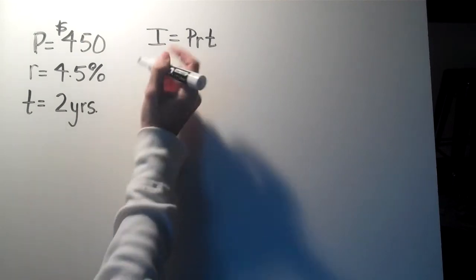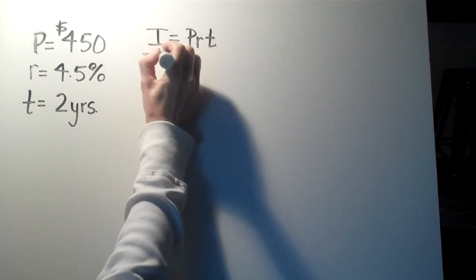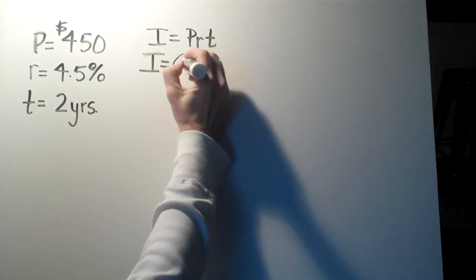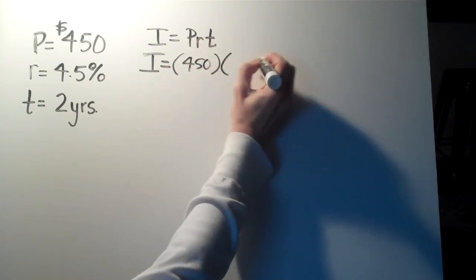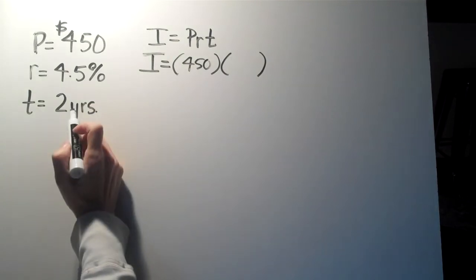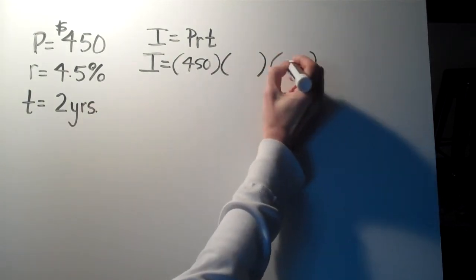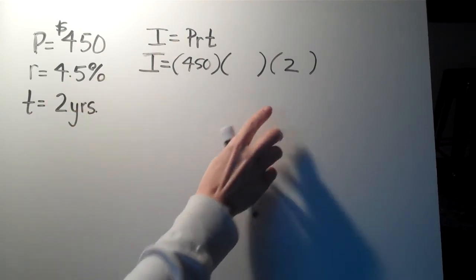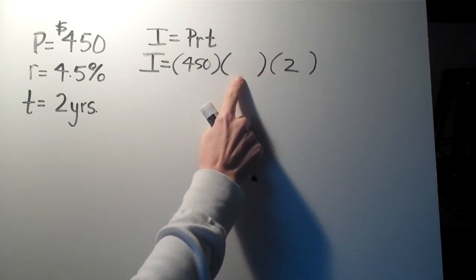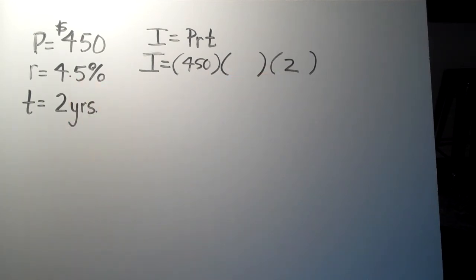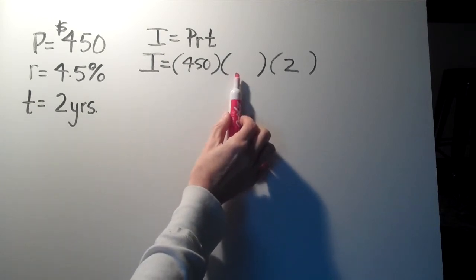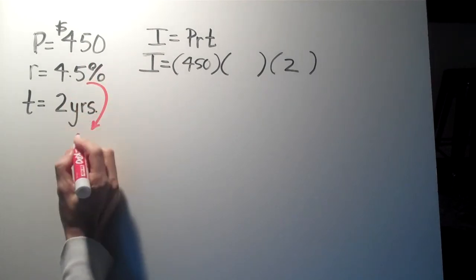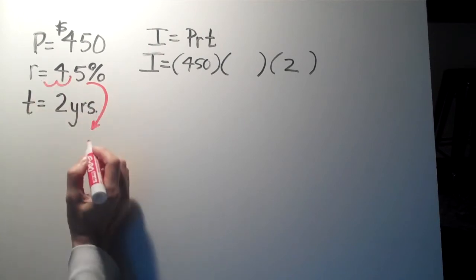So let's start to fill in our equation. I equals principal 450 times the rate, which we don't have yet, times the time. And the time is just going to be 2 because time is always based on years. So we can just simply put in the 2 there. But the rate is the thing that we want to change first before we put it in there. We can't use it as a percent. We want to change this rate first to a decimal. So this is going to be changed 2 places to the left.